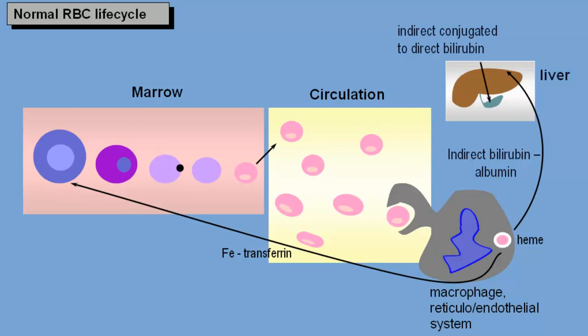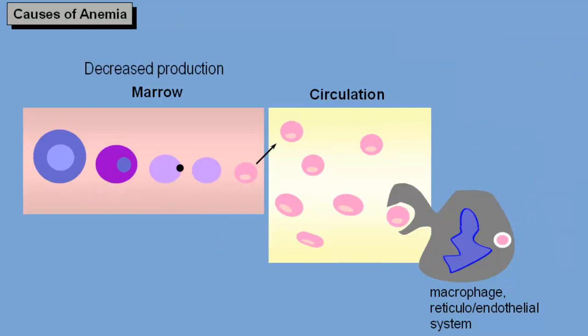Now knowing the normal red cell life cycle, it is obvious that the two main causes of anemia are decreased red cell production, a marrow problem, and increased red cell destruction.